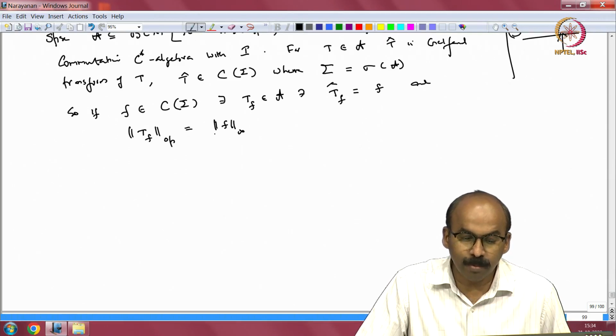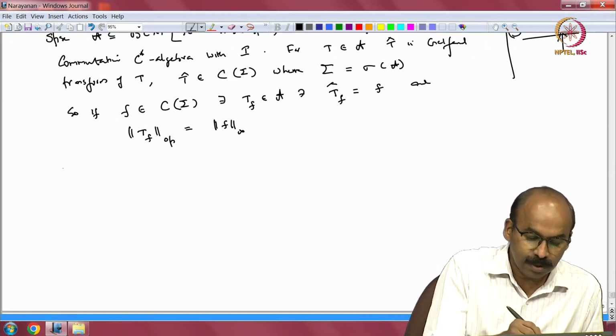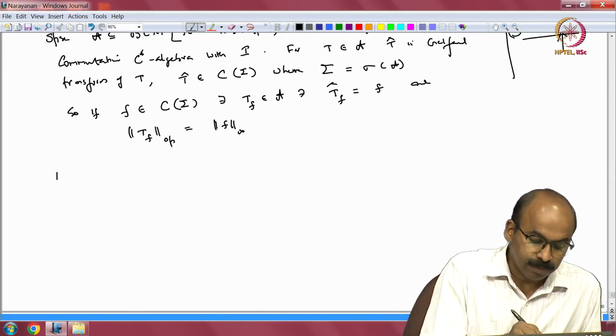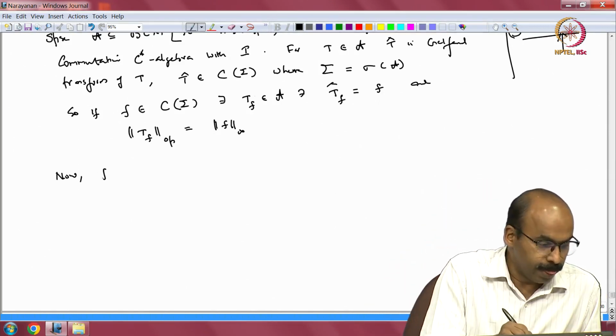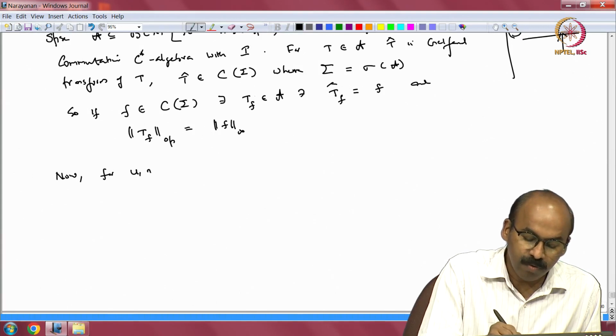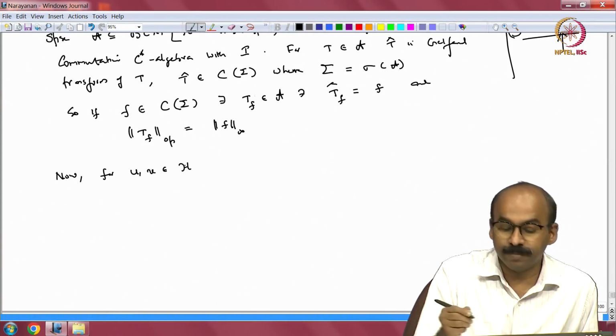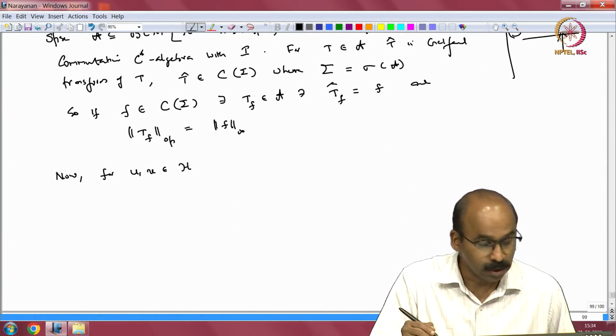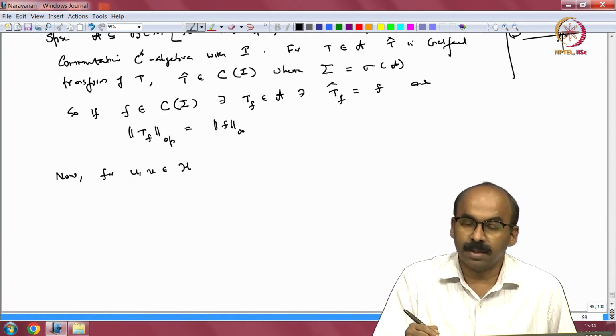Okay. Now, as I said, while this gives me operators by looking at the function and so on, I need to extend it to bounded functions, okay? So let us do that. This is purely measure theoretic arguments. So now for u, v in the Hilbert space, the notation is going to be slightly cumbersome now, one has to be careful. So u, v are vectors in the Hilbert space.